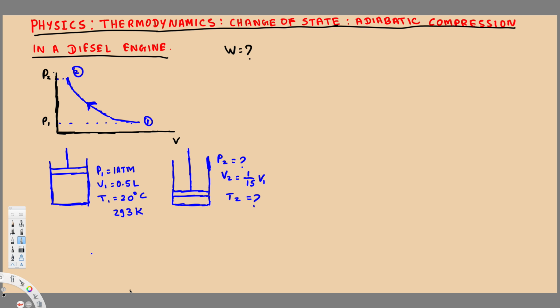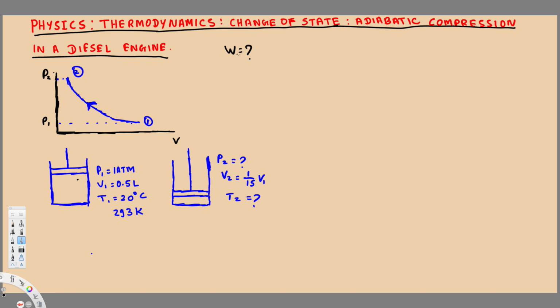Let's see how we can calculate this work done on the system. You see that this is the initial state and this is compressed after this, right? So it means work done on the system, so the answer should be negative. If it's work done on the system, the answer is negative. If it's work done by the system, the answer should be positive. So here, let's see how we can calculate.